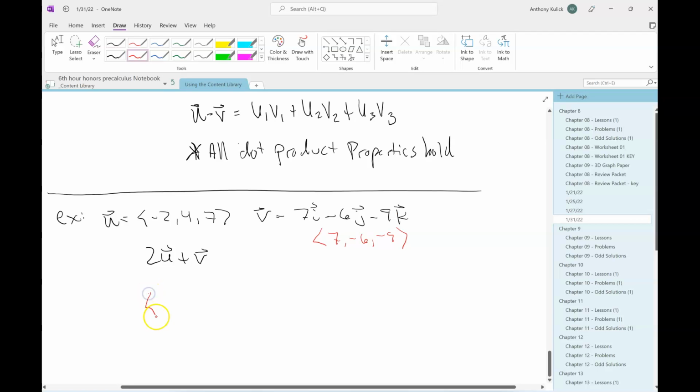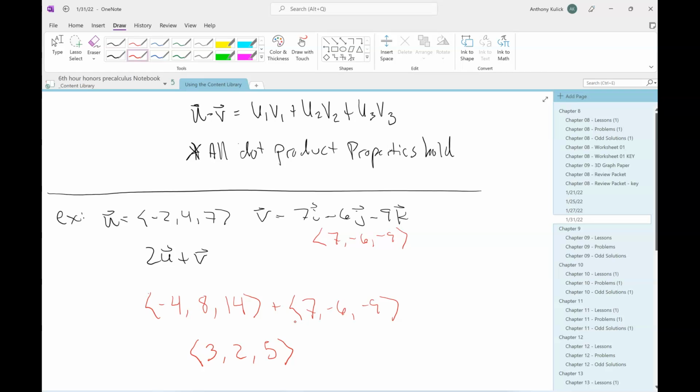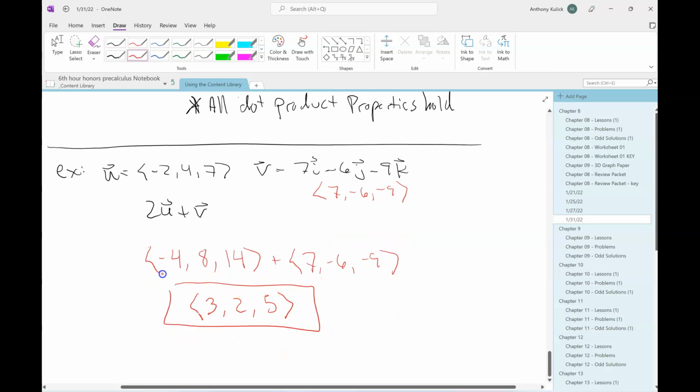Okay, scalar multiplication works the same way. So 2 times -2 is -4, 2 times 4 is 8, and then 2 times 7 is 14. And when I add the vectors together, I just get the vector 3, 2, 5. So vector operations in 3 dimensions, basically all still the same thing, right? Not difficult. Unless the 2-dimensional stuff was still difficult for you, which it could be at this point. But not really any worse than 2-dimensional things.